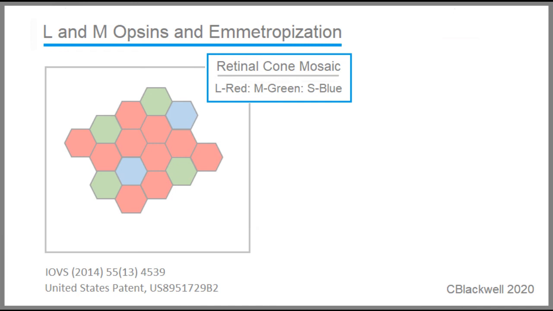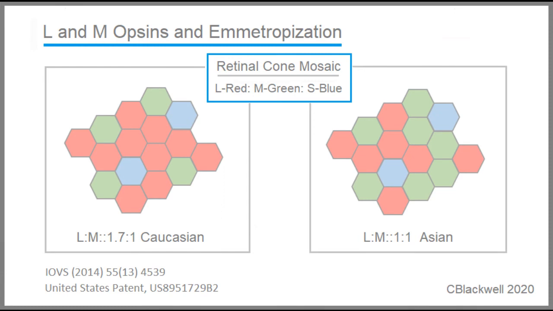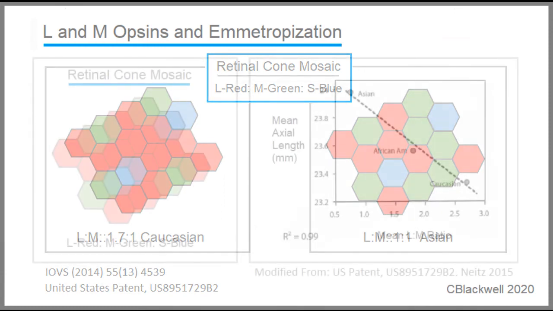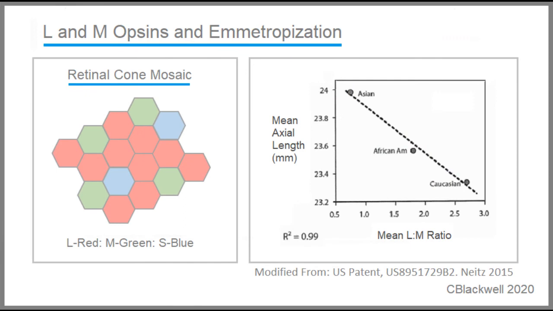It turns out the L to M cone ratio, red to green, varies in different populations. As a significant example, the ratio in Caucasians is about 1.7 to 1, whereas in Asians it is about 1 to 1. There is data correlating the L to M ratio with average axial lengths. When red cones dominate, there is more likely to be emmetropia, while if the ratio is even, there is more likely to be myopia. They cite this as one possible explanation of why myopia is more common in Asia than Europe or the US.